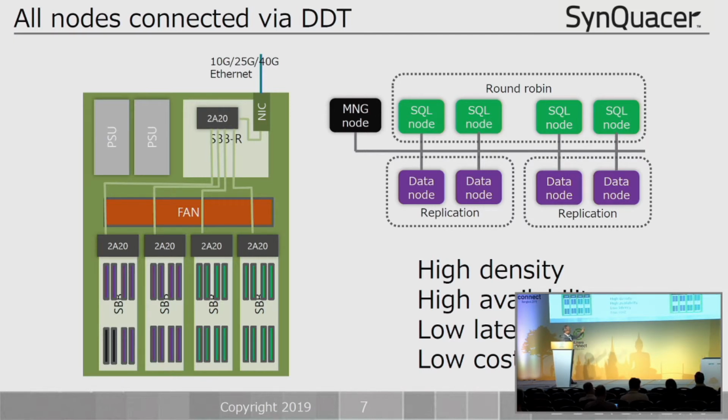So having SynQuacer, we can achieve high density, high availability, low latency, low cost solutions. The original idea of this MySQL cluster is high availability. They claim 99.999% availability. And we can also make a replication connecting through the optical cable on the back, so it will be an even higher availability system.